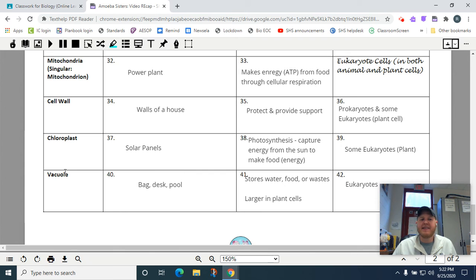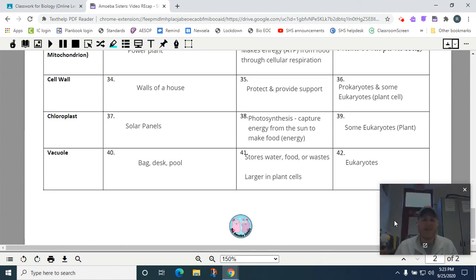Next thing we have is the vacuole. Vacuoles are storage tanks. They store different things depending on what the cell needs to store. It'll store things such as water, food, sometimes waste if it's needed. But one of the big things that we need to make sure you guys know is that it is larger in plant cells. If you look at a plant cell and an animal cell, you'll see a big difference in vacuoles. You'll see it really, really big in plants and kind of just normal and looking like everything else in animal cells. And in the plant cell, it takes up a lot of the cell.